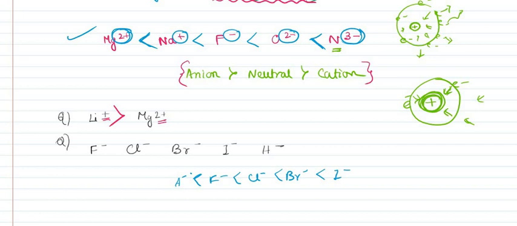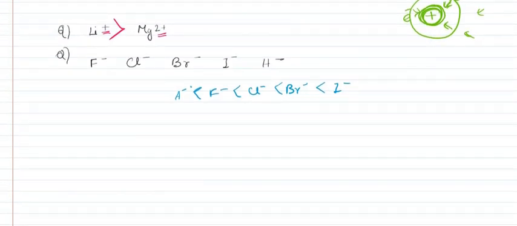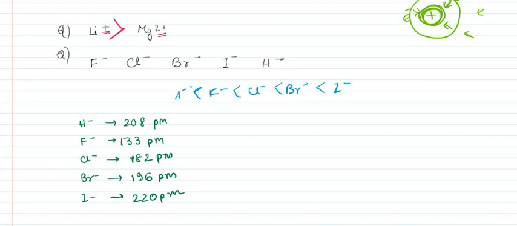This is normal, intuitive. But if we look at the data given in NCERT in your chapters, look at H-'s size, 208 picometers. F- is 133, Cl- 182, Br- 196, I- is 220. So what do we infer? What will be the real trend? I- will have the largest radius, 220, then H-, then Br-, then Cl-, then F-.